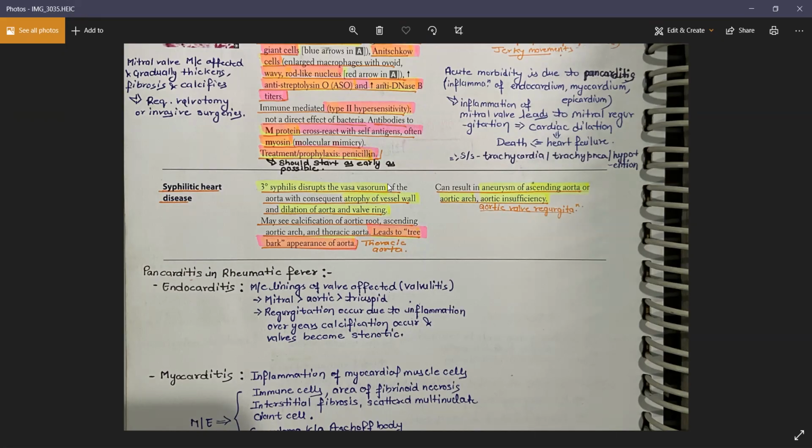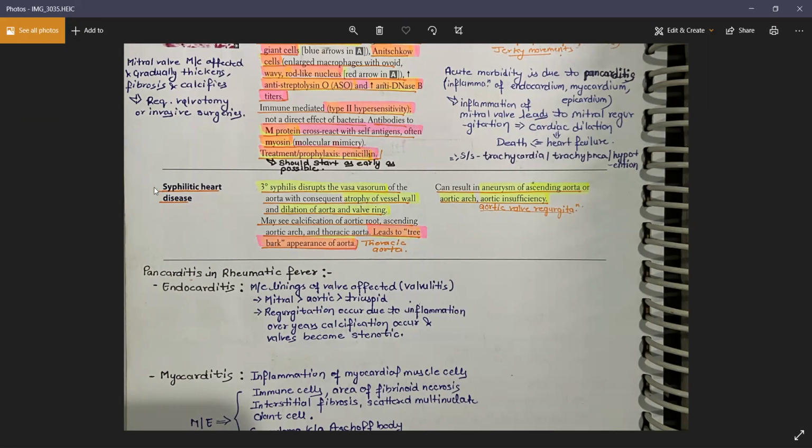We have discussed that already in thoracic aortic aneurysm, if you guys remember. One of the causes is syphilis. And if root dilation occurs, it can also cause aortic regurgitation. Very important. Generally the aneurysm of the ascending aorta occurs. Very important. And it can lead to a tree bark-like appearance of the aorta. You can remember this as a pathognomonic buzzword. A tree bark-like appearance of the aorta you can get after calcification. So this is syphilitic heart disease.